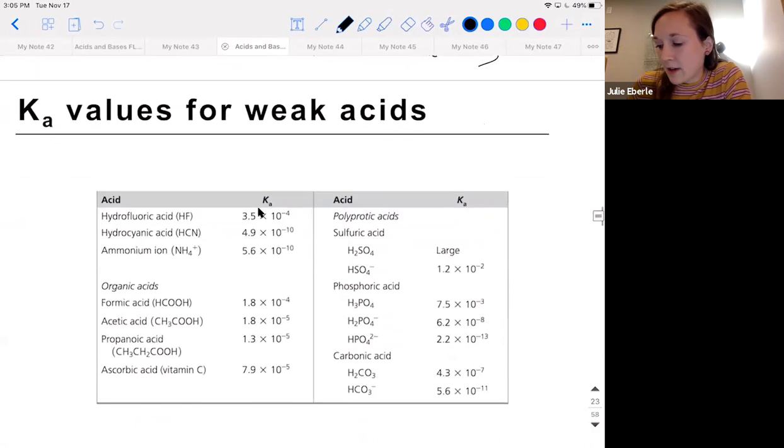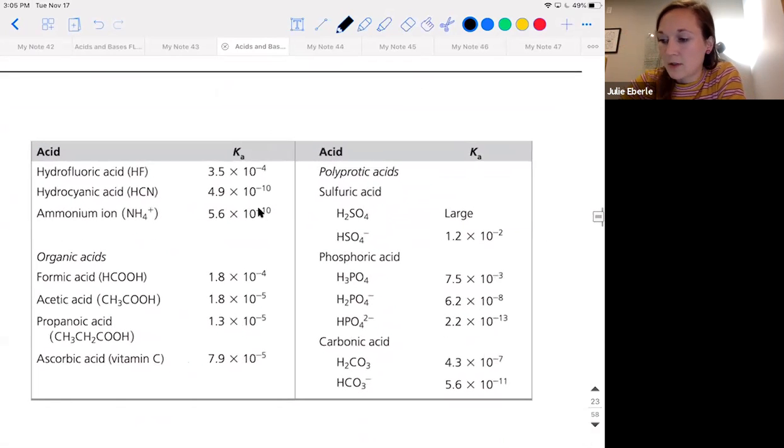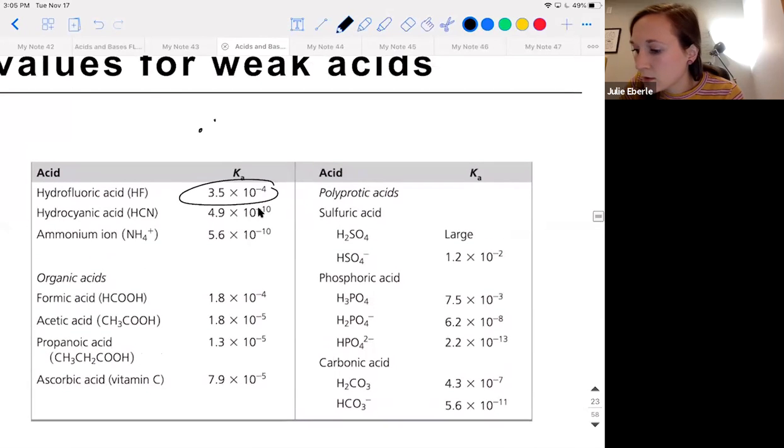All right, let's look at a table of Ka values. This is in your textbook too, and you'll have this on your resources page as well. Here's several different acids. And if we're considering what we just said about Ka, I want to know which one of these weak acids is the strongest and which one is the weakest. You can see all sorts, and they're all with exponents here. That's because they're very, very small. So like this one, for example, 3.5 times 10 to the minus 4 would be 0.00035, right? These are all really small numbers.